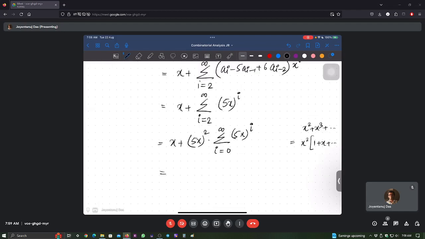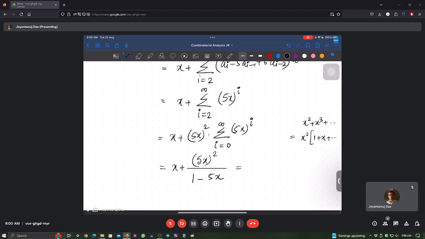And then we have this as basically 25x square over 1 minus 5x. Okay, that's fine. Right. So now just simplification. I think the book we can copy what they are given. So x over 1 minus 5x. Yes. So now what to do?